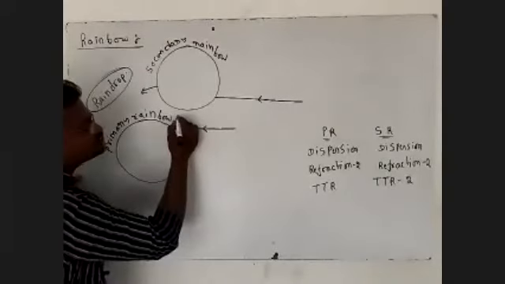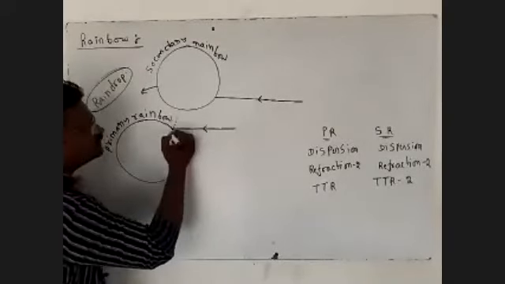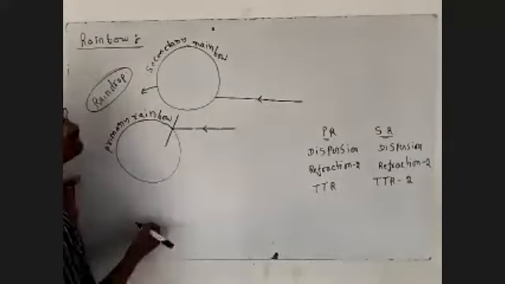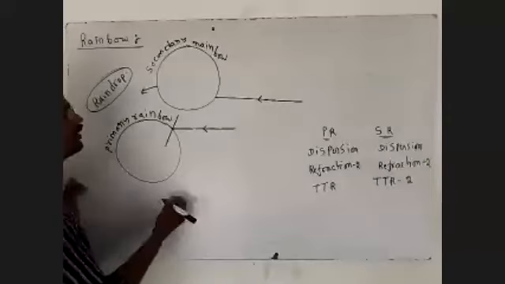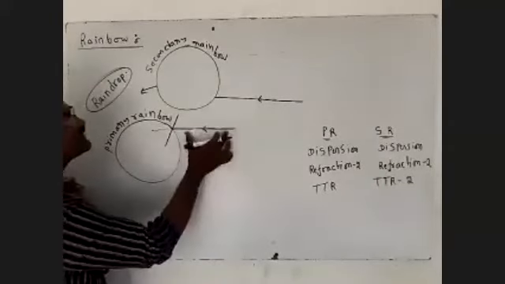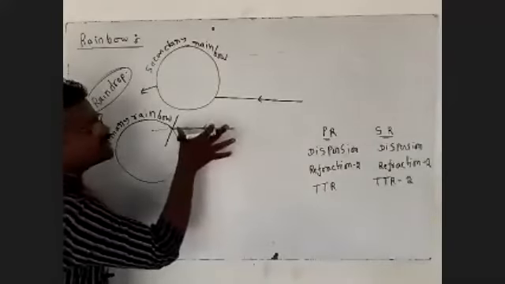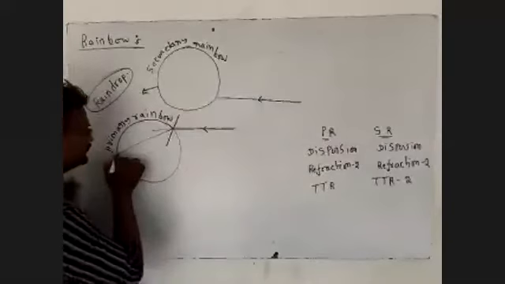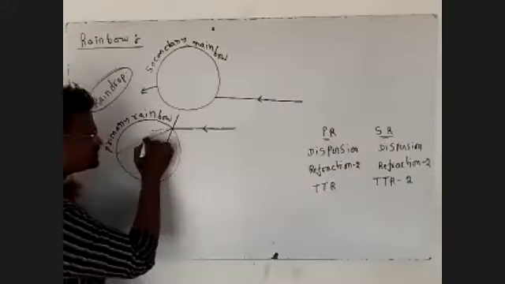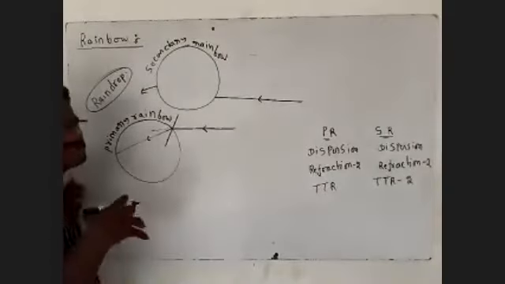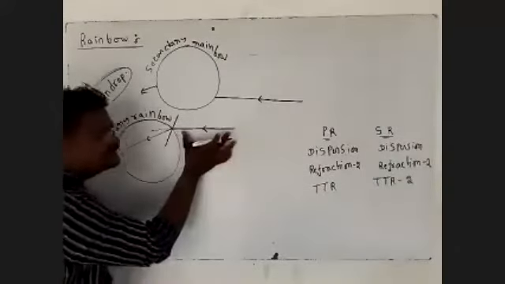So we have to draw the perpendicular to the surface. This is what we call the normal. This is the actual direction of the incident ray. But as the light ray travels from rarer to denser, the refracted ray bends towards the normal. This is one light. I'm not showing the seven colors. Actually, this is white light.